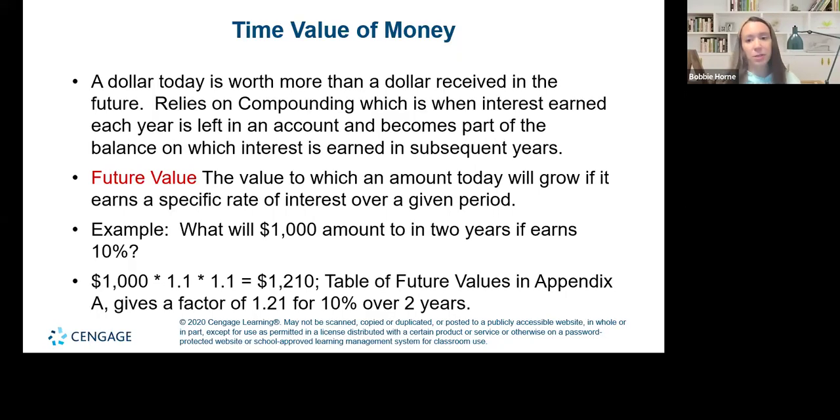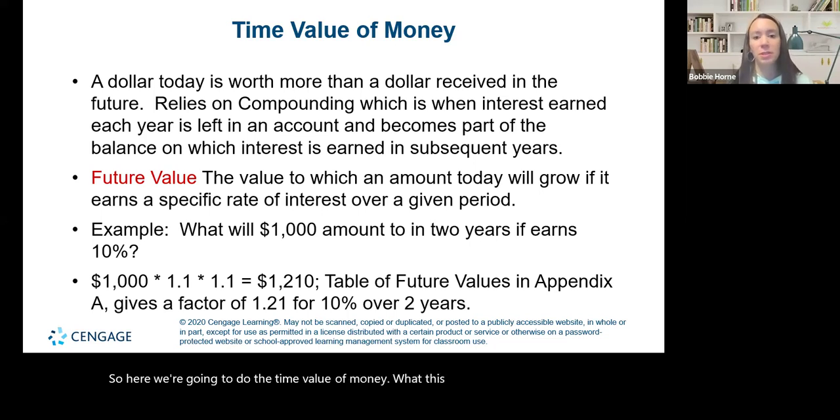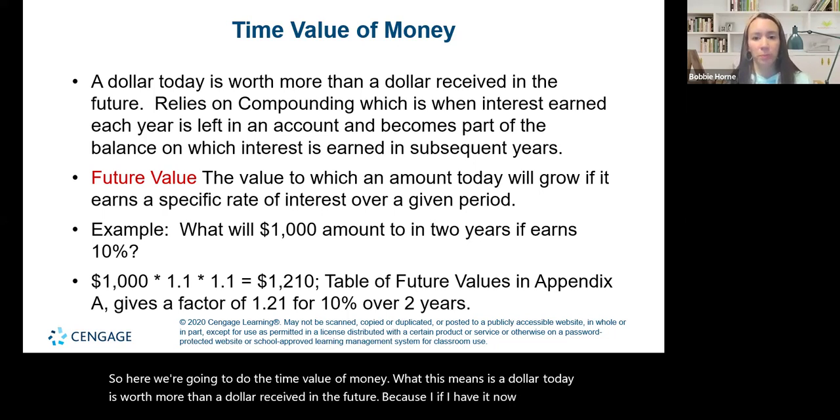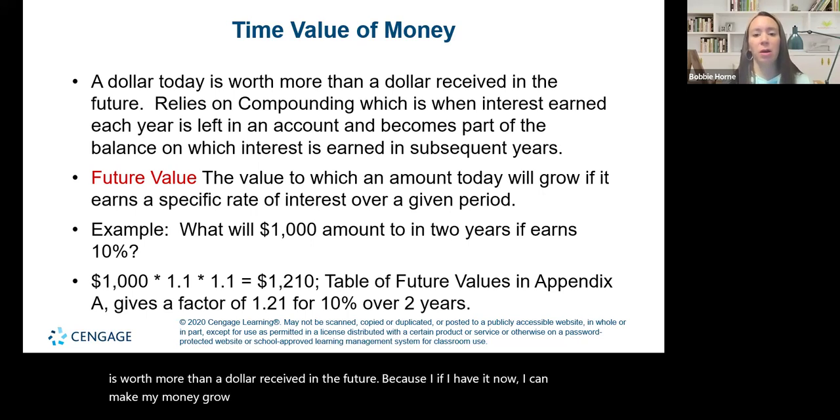Okay, so here we're going to do the time value of money. What this means is a dollar today is worth more than a dollar received in the future, because if I have it now, I can make my money grow. And this is going to rely on compounding interest.